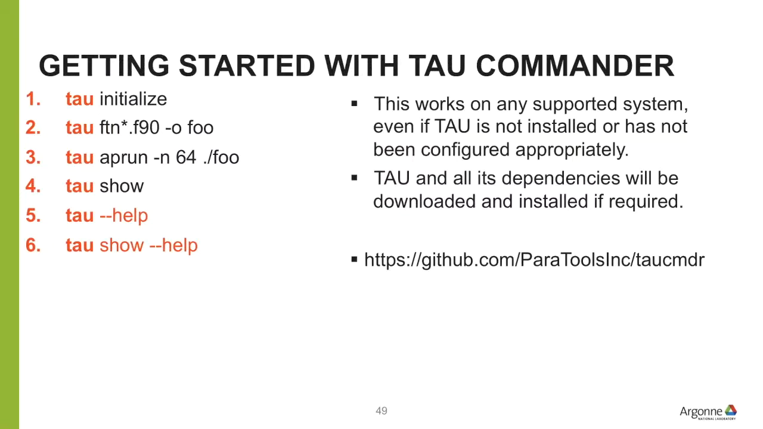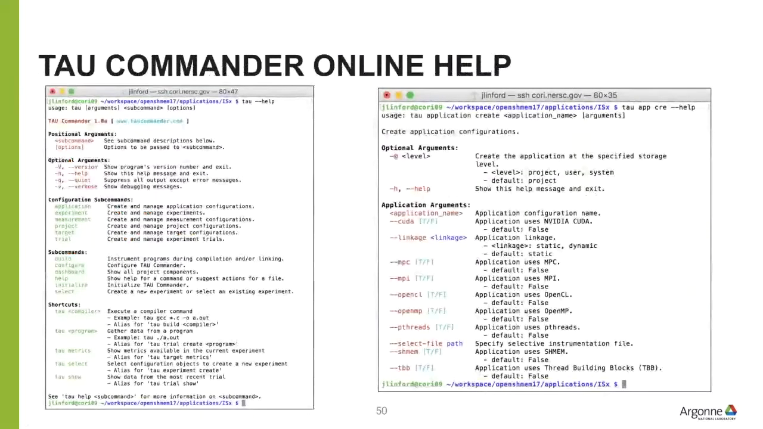And the development of this is being done by ParaTools Inc. And you can download Tau Commander from here. It's also installed as soon as you say module load tau on Theta. Tau Commander is installed in your path. And you can create your own tau configuration. What's interesting is that many times a package has 10 configurations that are installed by the sysadmin, and you want the 11th configuration. When you say tau initialize, it will check if you have the right permissions to install in the central directory. And if you don't, it will install it in your home directory so you can have all 11 configurations.